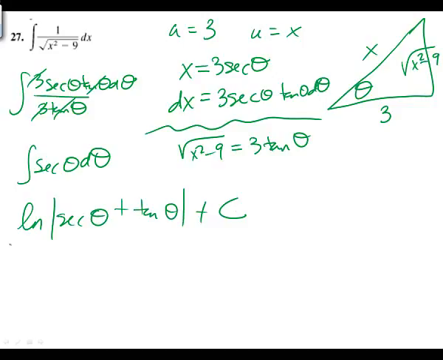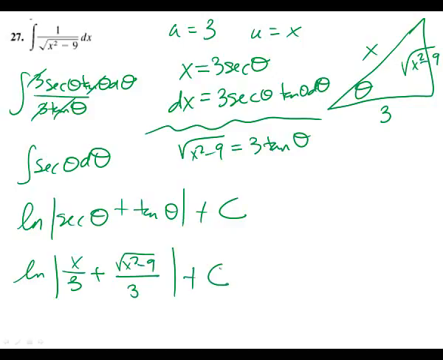And then here's where the triangle comes in, right? So secant of the triangle, remember you've got SOHCAHTOA in the front of the room. Secant of the triangle is what? So x over 3, and then tangent is going to be what? So square root of x squared minus 9 over 3 plus c.